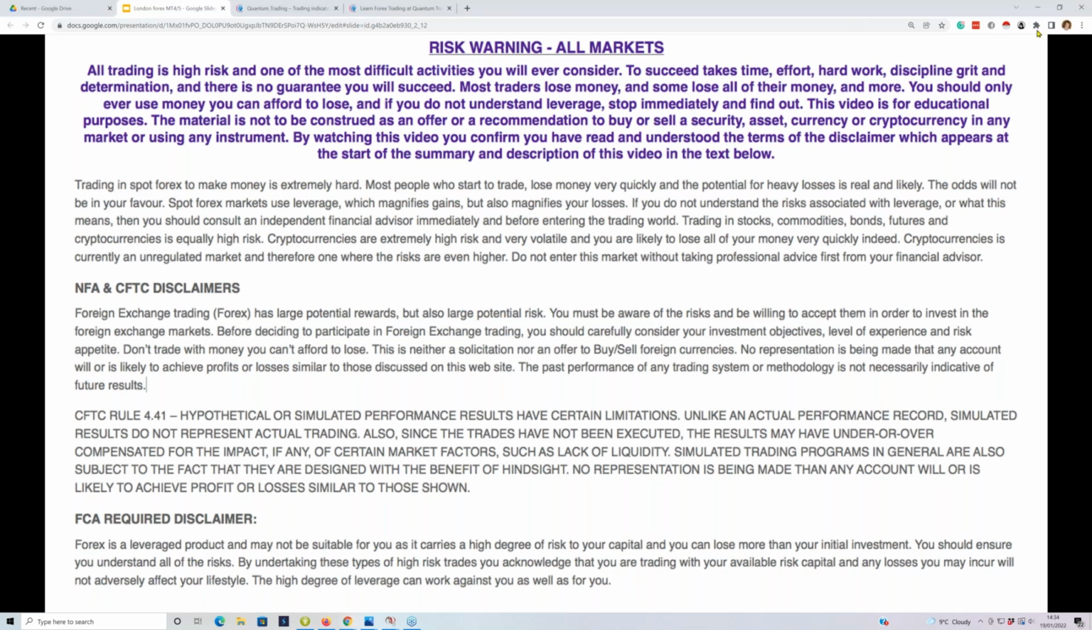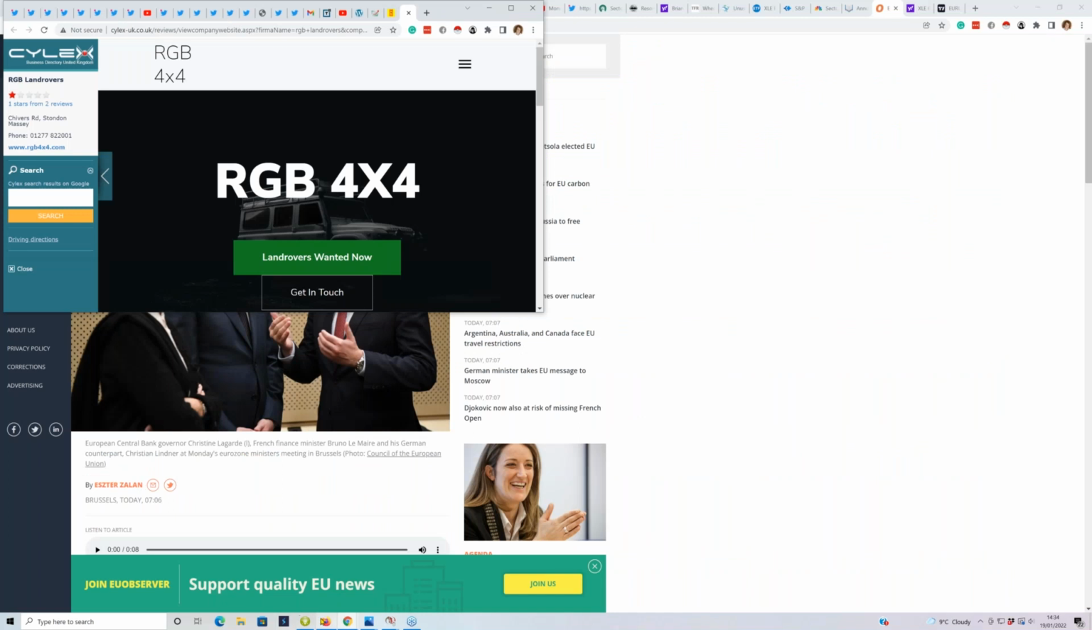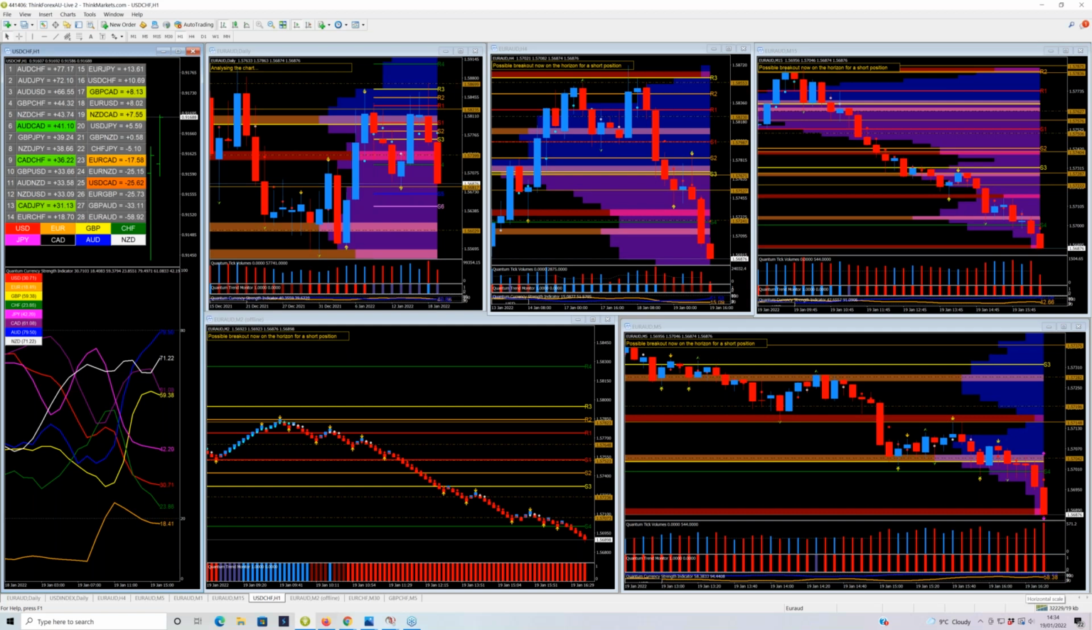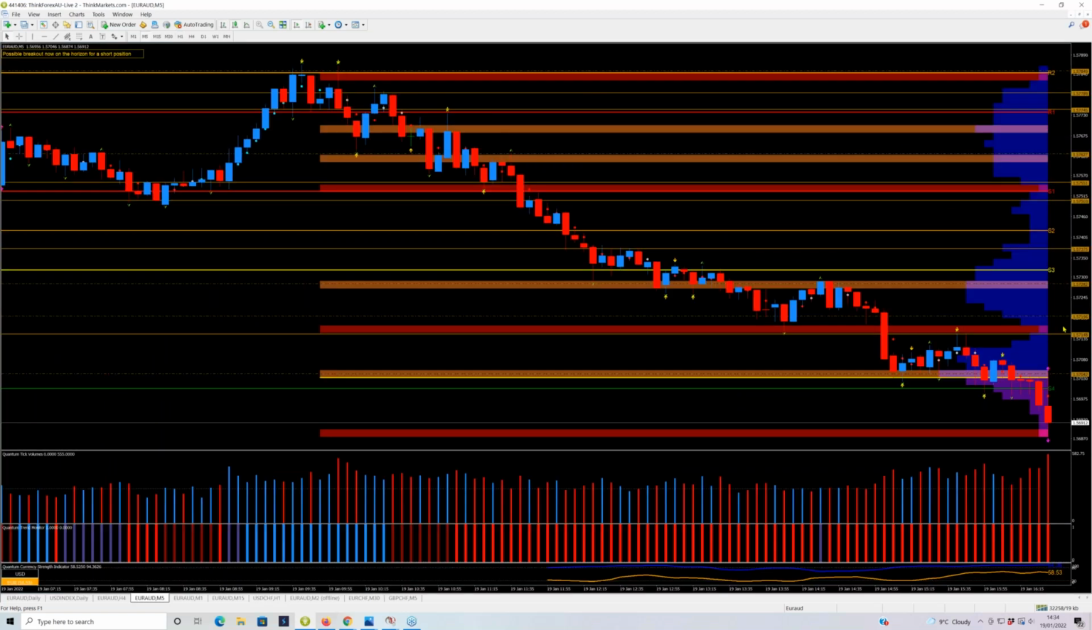So before I pass over to David, just take that down and push back. We're talking about the euro dollar. No, sorry, euro Aussie. Euro dollar was yesterday. Looking at the weakness and looking at the 5-minute chart in particular together with the Renko.